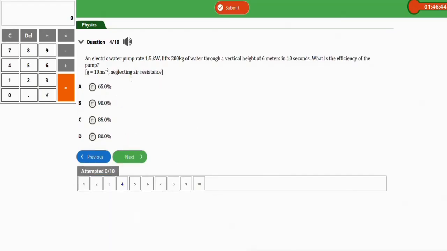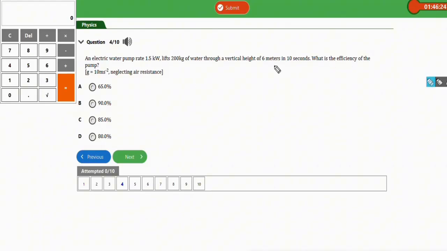The question says, an electric water pump rated 1.5 kilowatt lifts 200 kg of water through a vertical height of 6 meters in 10 seconds. What is the efficiency of the pump? Alright, so guys, this question is basically very simple.